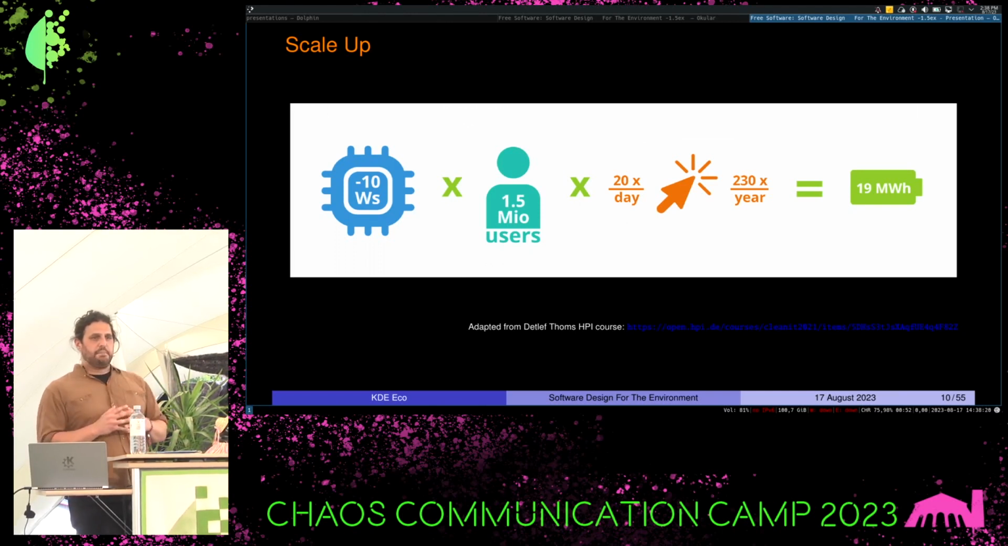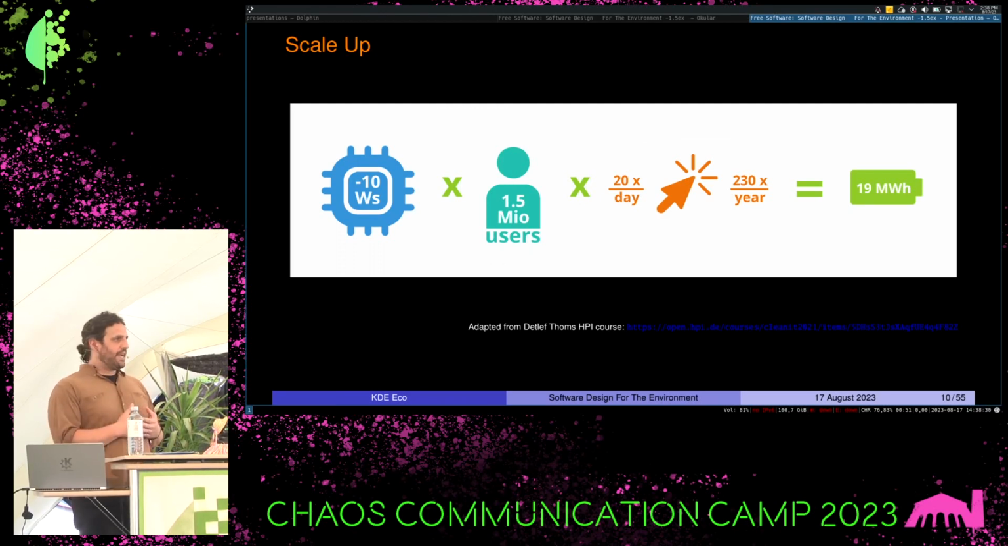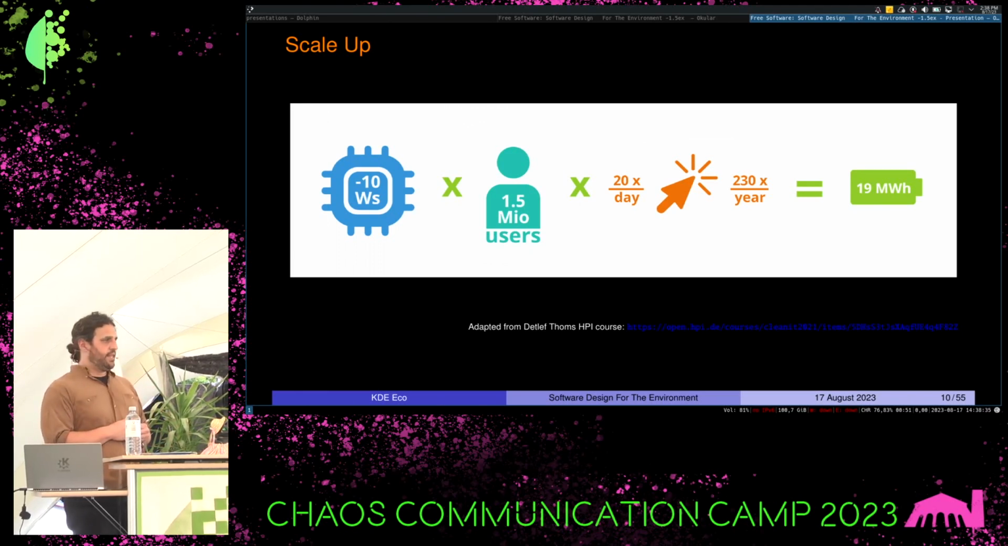Now, if you're like me, that doesn't mean much to you. To put that into perspective, if you take a modern electric vehicle and drive it back and forth from Shanghai 6 times, that's about the equivalent of 19 megawatt hours. Okay, so these are very simple changes that result in big savings once you scale it up.